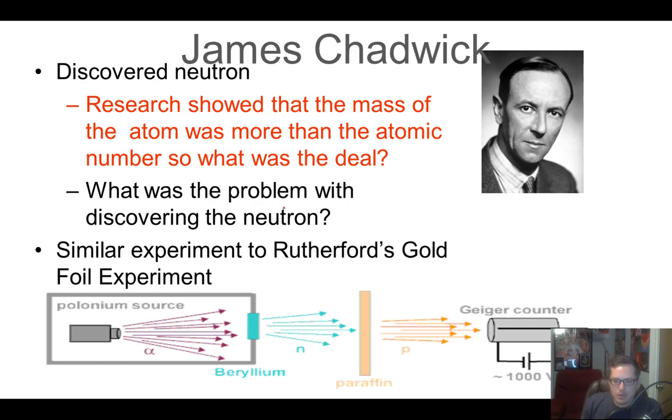He used a polonium source which produced alpha particles, and he shot them through beryllium. Beryllium would absorb these alpha particles and shoot off neutrons. They didn't know what these neutrons were at the time. He was just experimenting, and the neutrons hit paraffin wax, which would absorb them, but then protons would get shot off, and then he'd use a Geiger counter, a special device to count the number of protons hitting something. We'll talk about how a Geiger counter works once we get to nuclear chemistry.